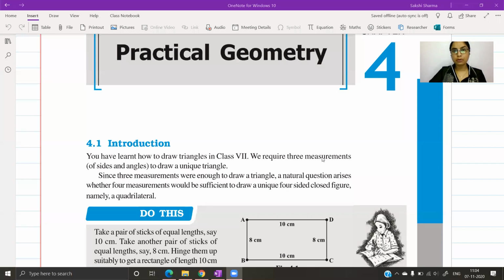For this chapter, chapter number 4, practical geometry, its constructions, we will be only doing the examples. We are not going to do the exercise. We will be doing only examples so that you're familiar with the concept of construction and how construction is done.